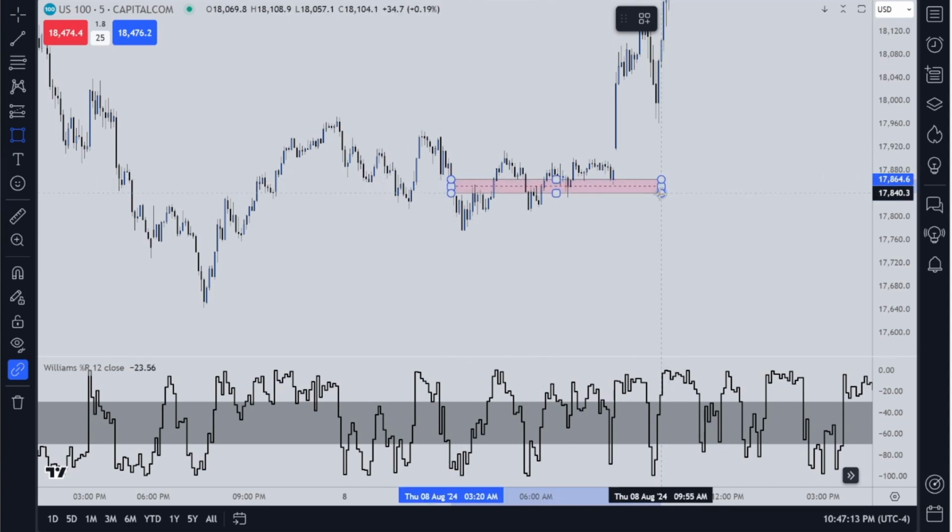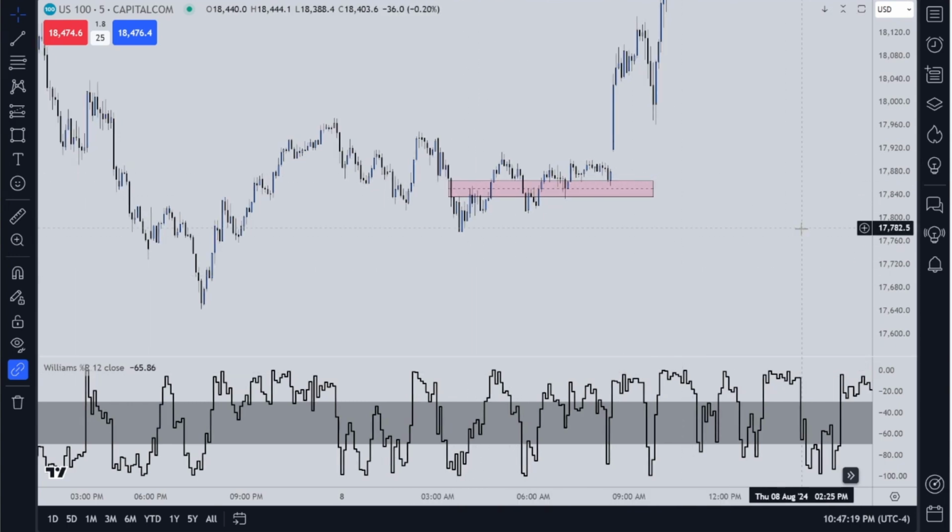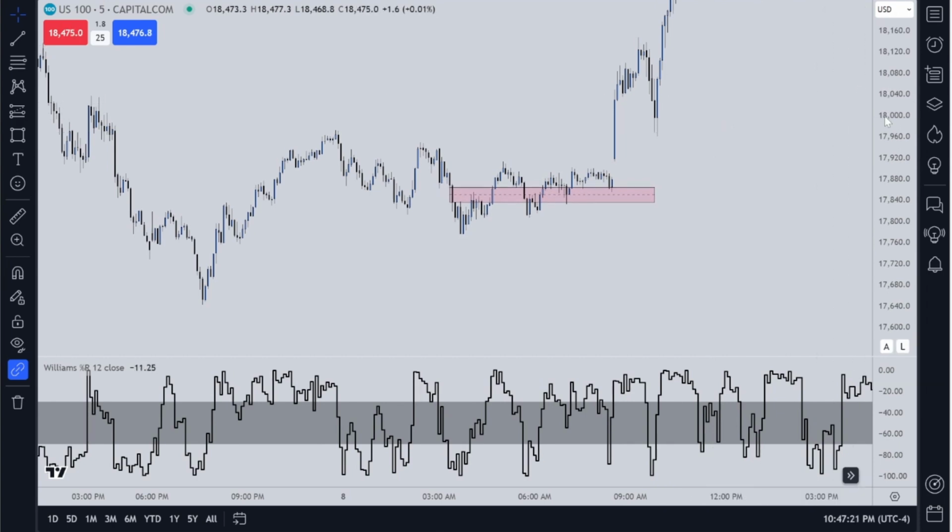We have two balanced price ranges. One here, and look at the Williams Percent R for me. Why do you think this massive move occurred? Or this spike of volume came into the marketplace? The Williams Percent R. Okay.